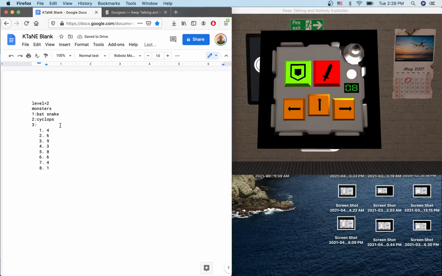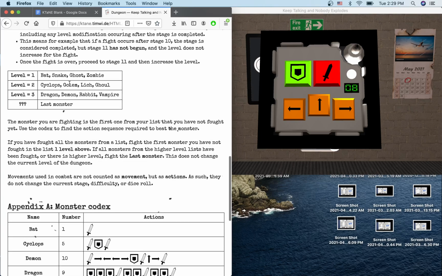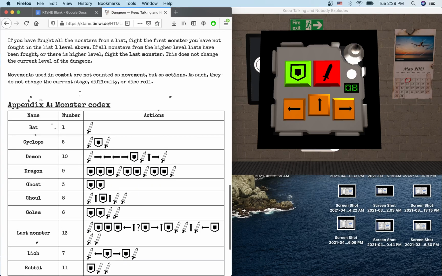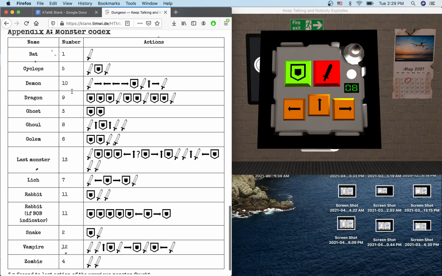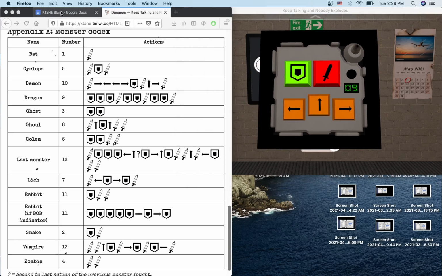So for 1, we're going to move to the left. Now we're fighting another monster. Second monster in level 2 is a golem. Golem has the associated symbols block, block, sword, sword. Light disappears.